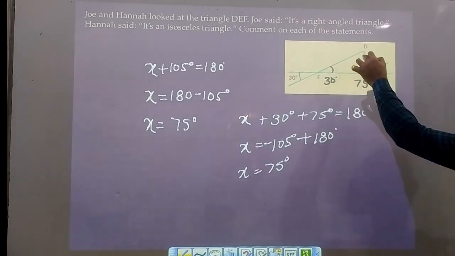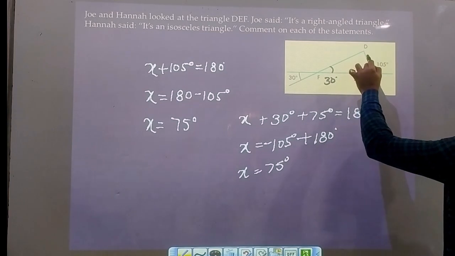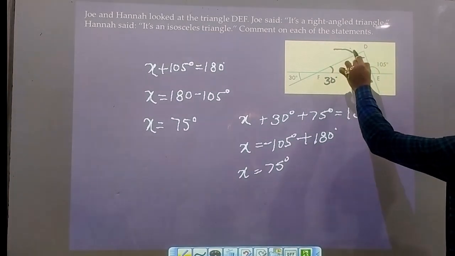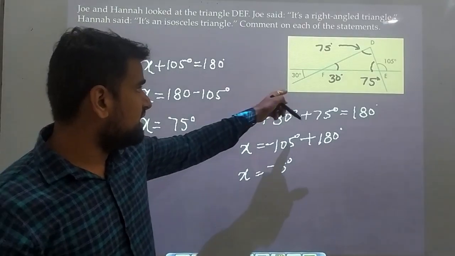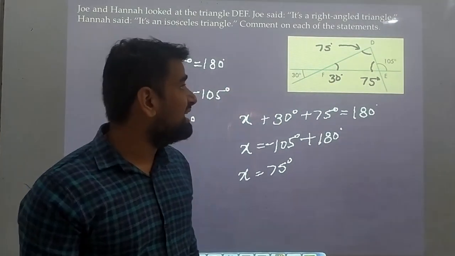Alright. So that means this upward angle, the topmost angle, angle D, is also equal to 75 degrees. So this angle is equal to 75 degrees. So two angles of triangle DEF are equal to each other, and that is angle D and angle E.